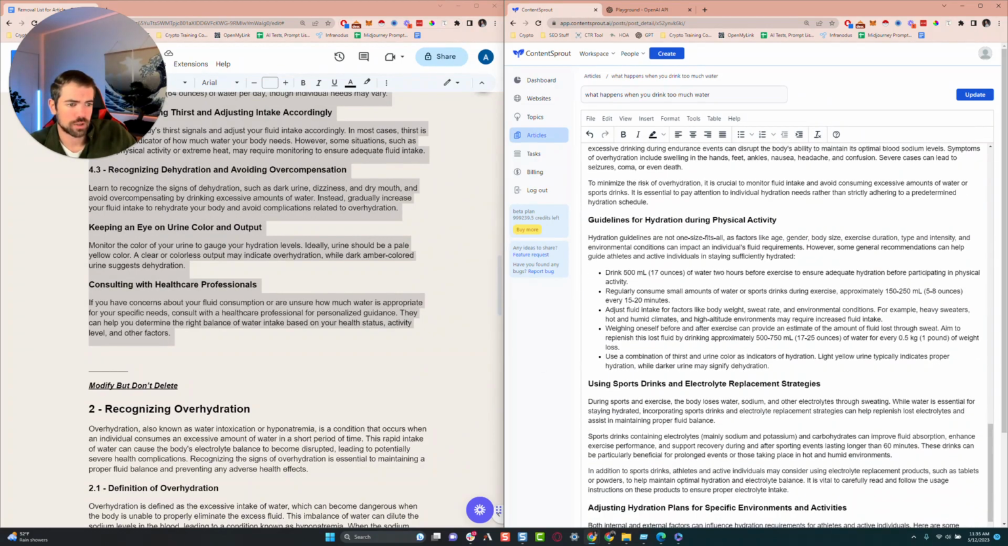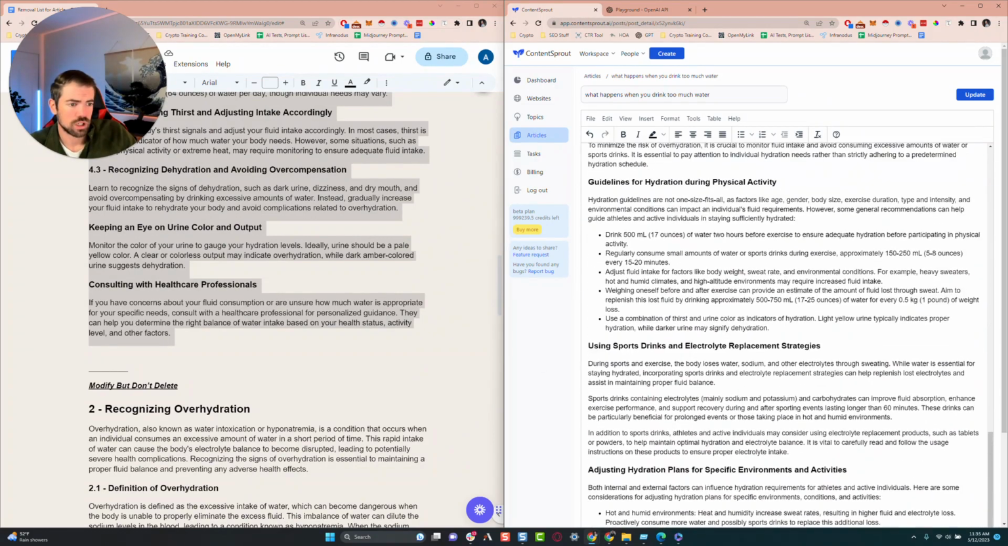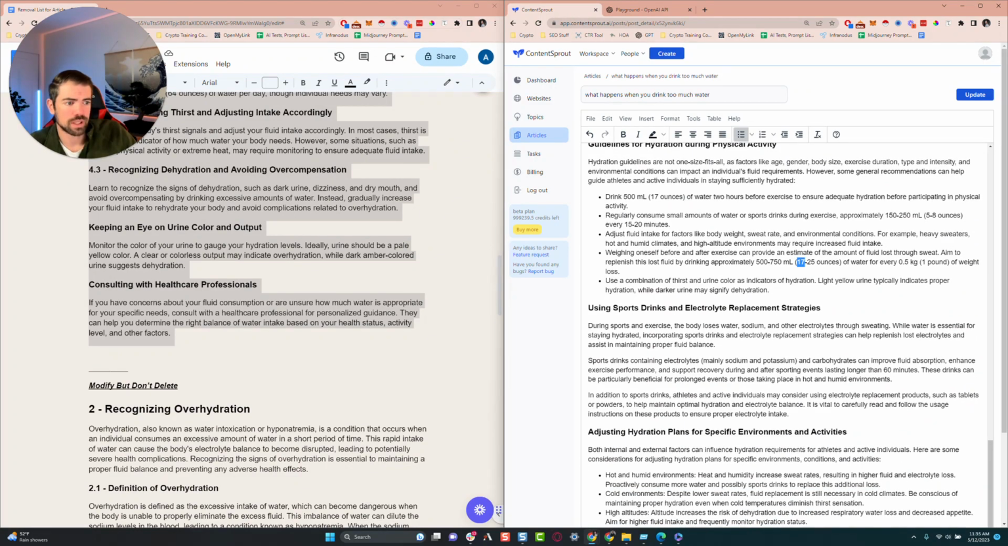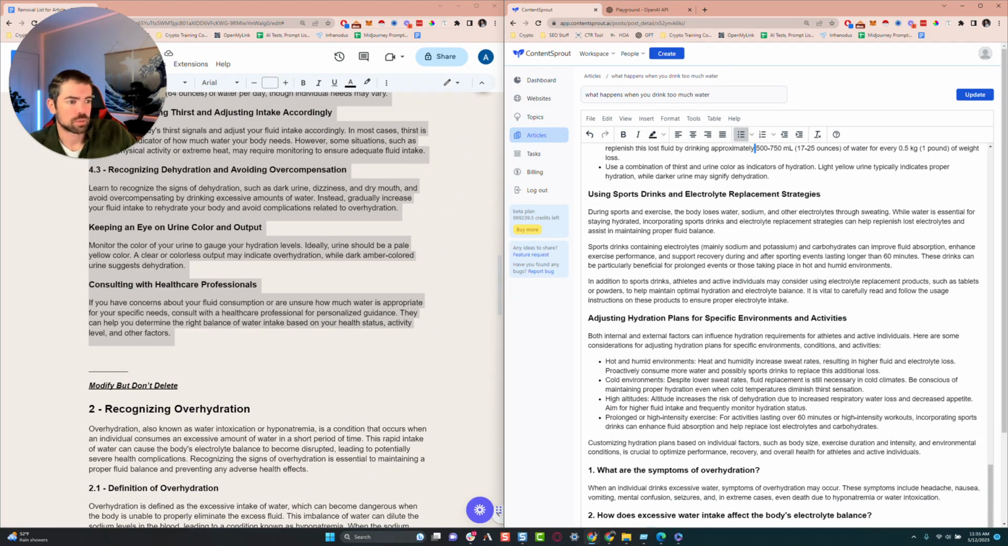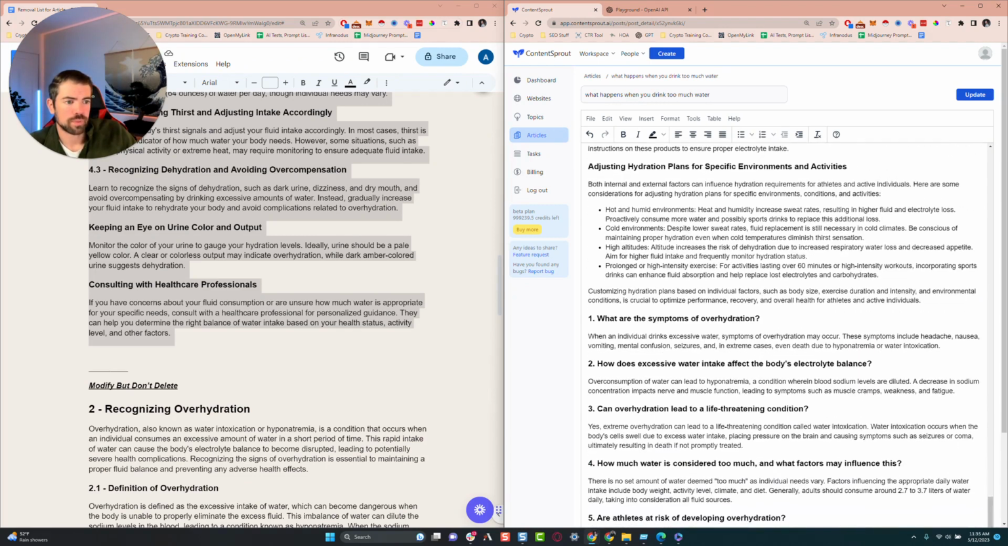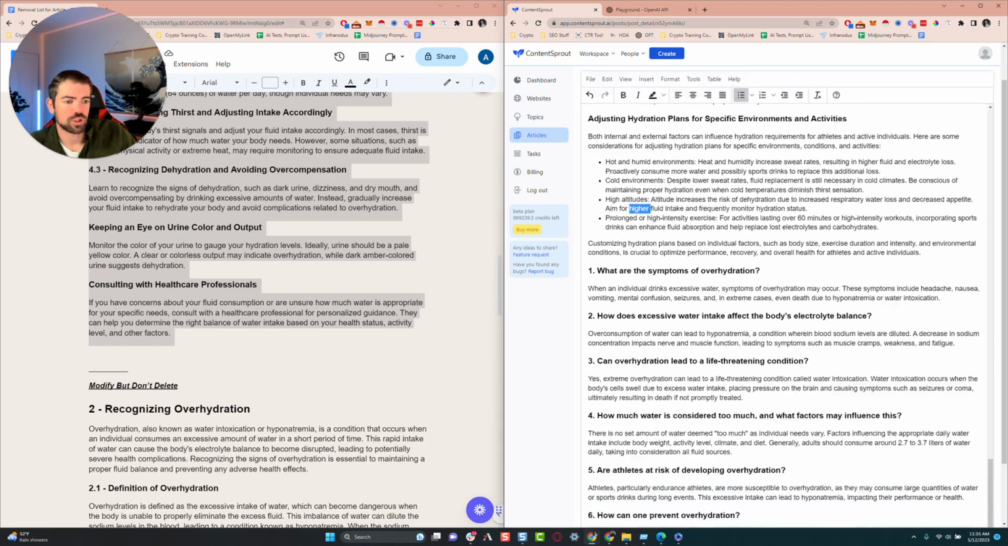Then we have guidelines for hydration. Yeah, looks good, looks good. Once again, anytime it's actual numbers, make sure your expert is taking a look. Use sports drinks in addition. Yep, great. Hot and humid environments, cold environments. Talk about the environments now. Hydration plans for specific environment activities. Yep, sure.